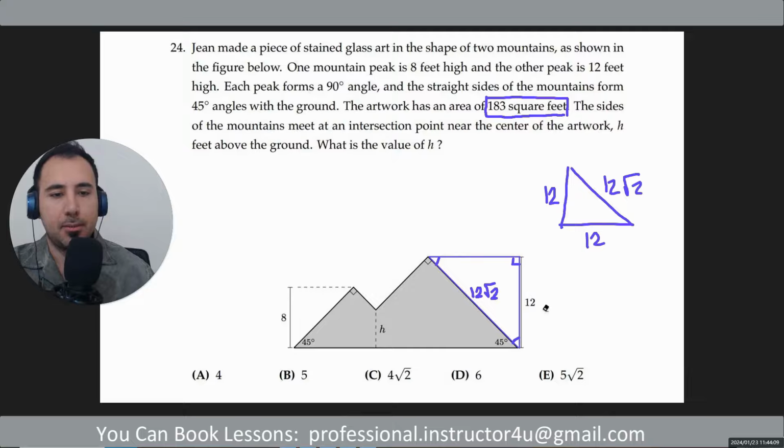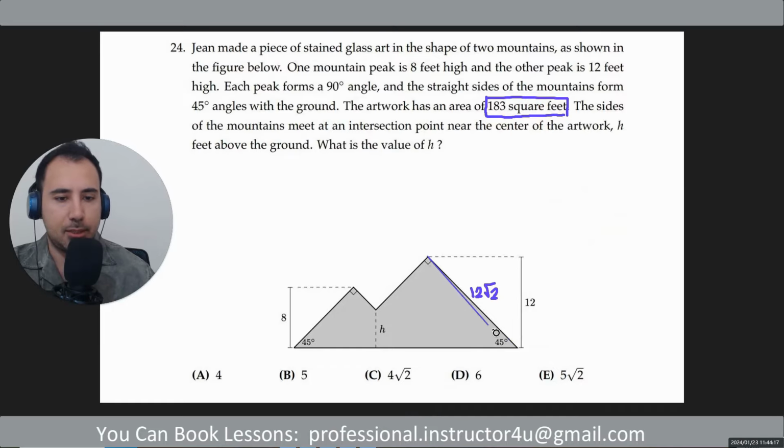I'm going to clean it. So we have this over here. Let me redraw it again. So this is what we have here. With the same reasoning, can you tell me how long this is? You repeat the same process. We're going to get this 8 square root of 2.